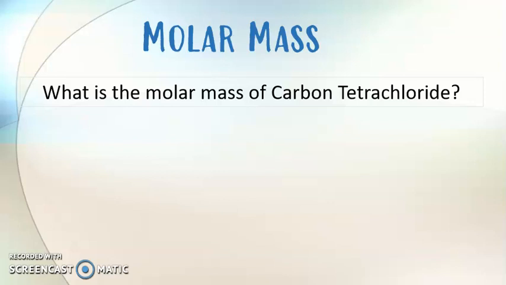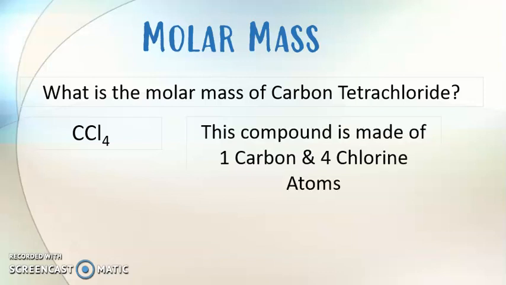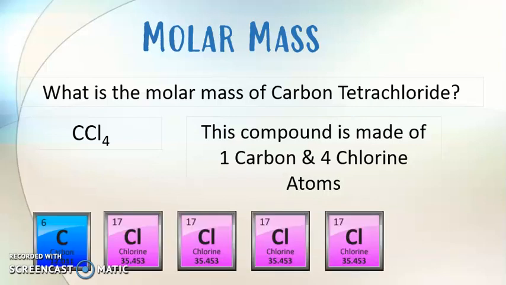Okay, so let's figure out what this math might look like. Now, the first big step to do with any problem that's dealing with a whole molecule, a whole compound, is to write out its chemical formula. In this case, it would be CCl4. Now, what does that really mean? Well, that means that this compound is made of 1 carbon and 4 chlorine atoms. So when I go to look up numbers from the periodic table, I better pull 1 carbon and 4 chlorines off of the periodic table. And here they are. So 1 carbon, 4 chlorines.